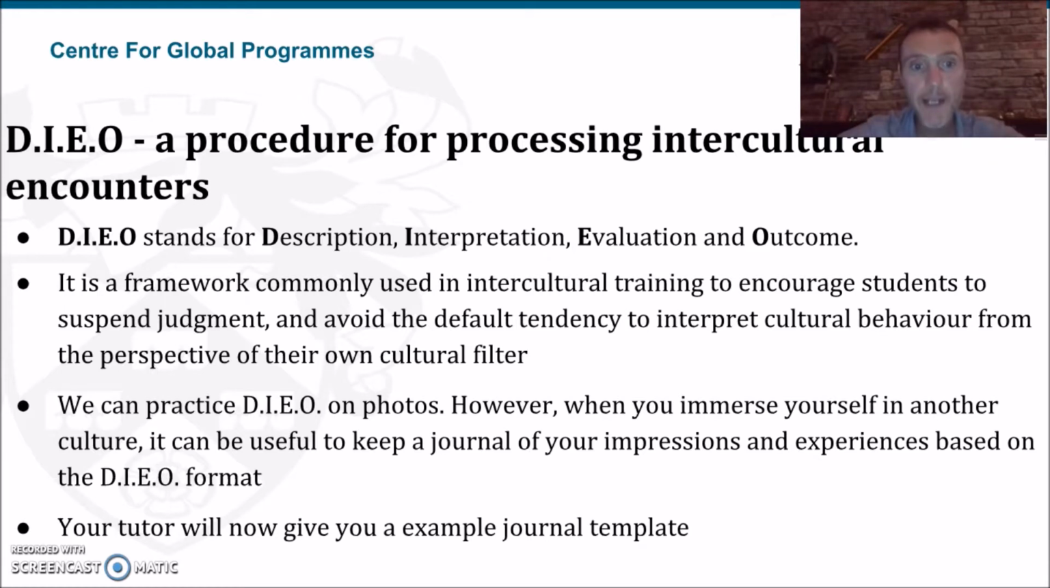So we were practicing the DIEO on photos, okay? However, when you immerse yourself in another culture, it can be useful to keep a journal of your impressions and experiences based on the DIEO format, okay? Now, this is something which would be good if you've got any international overseas students in your class. But also in an age of global travel, you might have students who are traveling on exchanges, going on summer schools, for example. The DIEO journal is a reflective tool that allows them to increase their intercultural competence, okay?